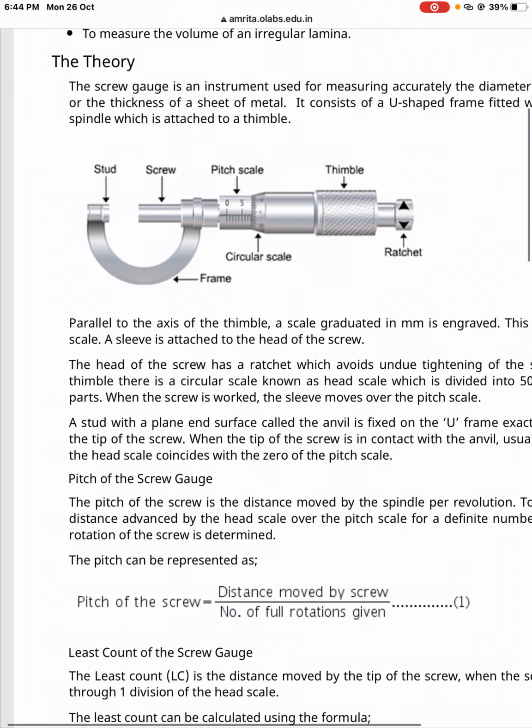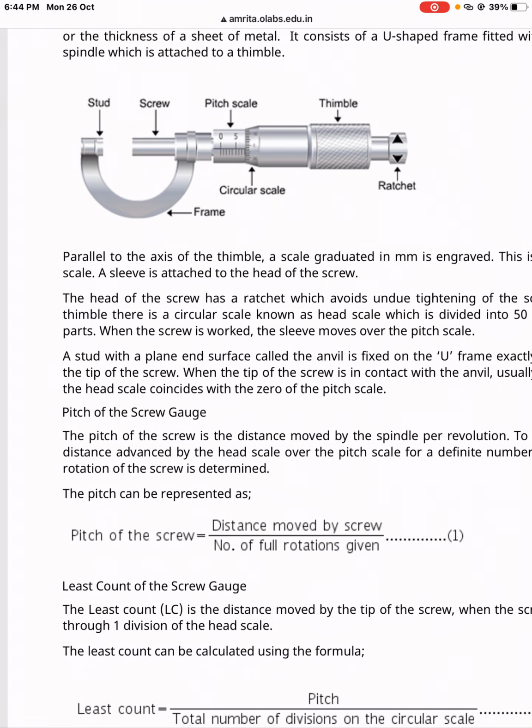Before proceeding, let us learn how to calculate pitch. Pitch is calculated by this formula: distance moved by the screw divided by the number of full rotations. So we rotate the screw using the ratchet, and then we find the distance moved by it. Pitch can be calculated by dividing the distance by the number of full rotations. It comes out to be 1 millimeter, because in one rotation it moves 1 millimeter of distance on the pitch scale.